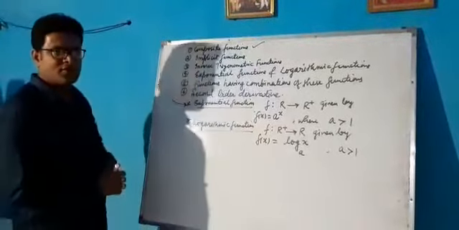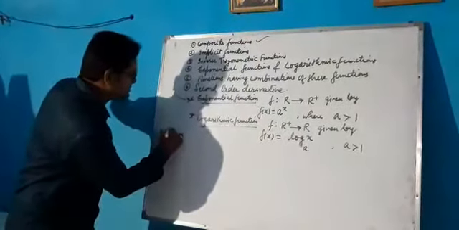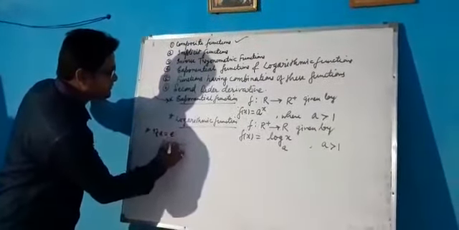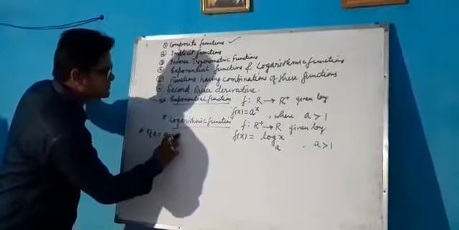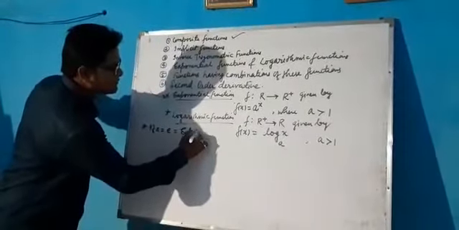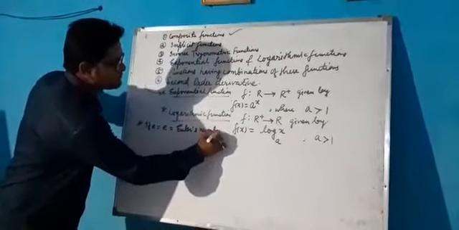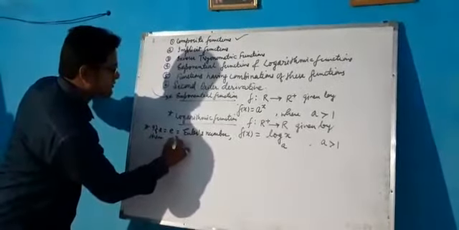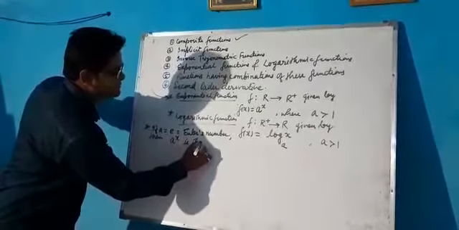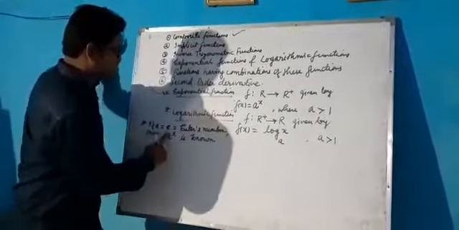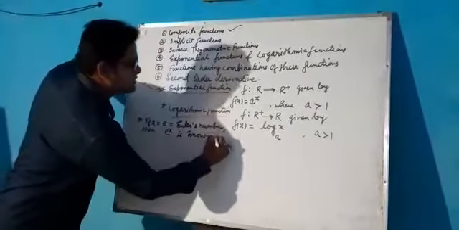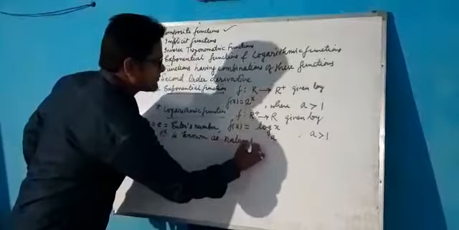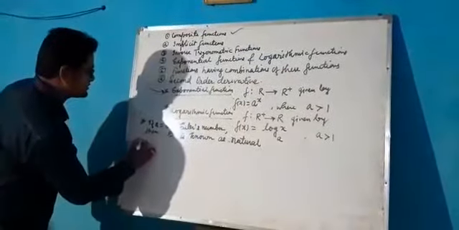So let us write it so that you will not forget. What you have studied just now: if a is equal to e, Euler's number, then a to the power x is known as e to the power x. E to the power x is known as the natural exponential function.